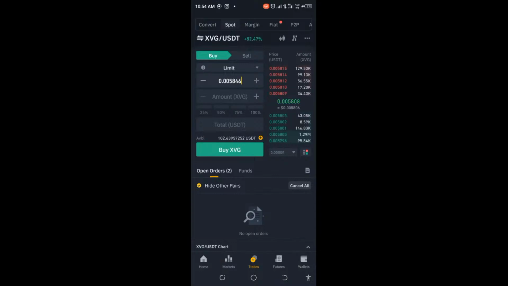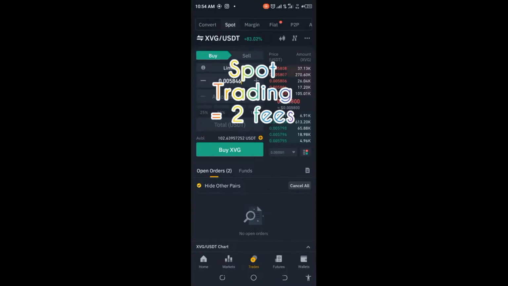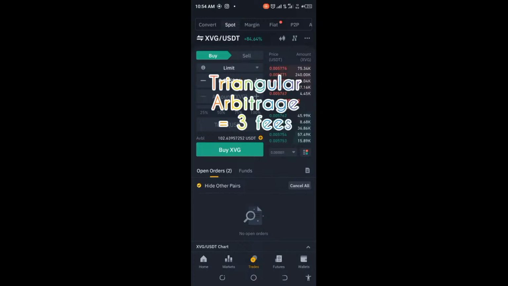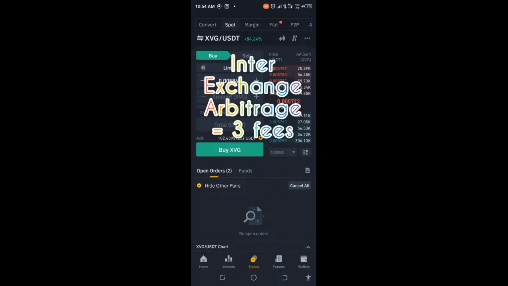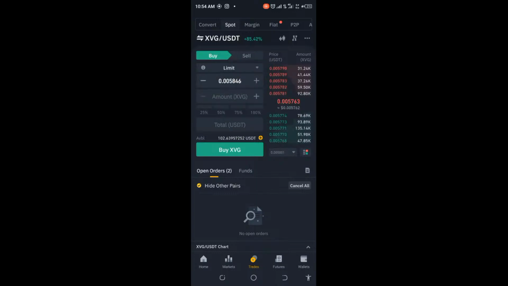And the good thing about it is that when you're doing spot trading, you only have 2 trading fees to pay. If you're doing triangular arbitrage, you've got 3 trading fees to pay. If you're doing inter-exchange arbitrage, you're going to have 2 trading fees to pay and 1 transfer fee. That means you're going to have 3 different sets of fees. So just look at it. In spot trading, you'd have 2 trading fees to pay. In triangular arbitrage, you have 3 trading fees to pay. And in inter-exchange arbitrage, you also have 3 fees to pay. So this is much, much cheaper to execute in terms of the fees that go into it.